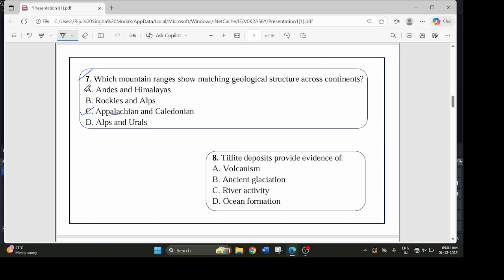Andes and Himalaya, Rocky and Alps are younger ranges formed by differing tectonic events. And Alps and Ural is much older and marks the boundary between Europe and Asia, not a transatlantic connection of continental geological structure. So the correct answer is the Appalachian and Caledonians.